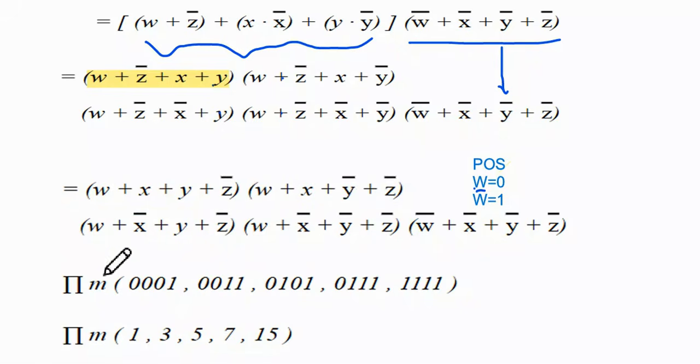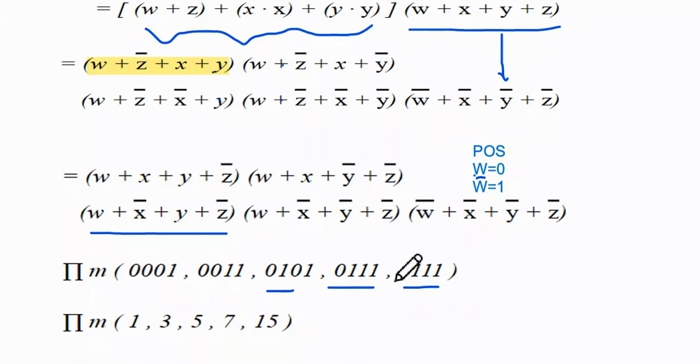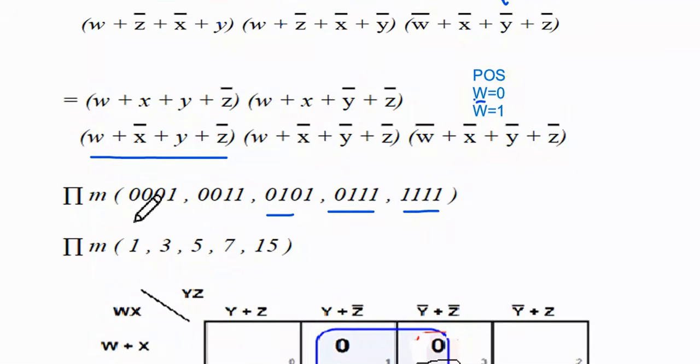यहाँ पे क्या है देखो, W X bar Y Z bar, तो 0 1 0 1 लिखा. यहाँ पे क्या लिखोगे 0 1 1 1 and यहाँ पे all are 1. Now convert this into the normal form, that is 0 0 0 1, it is 1, it is 3, it is 5, it is 7 and it is 15.